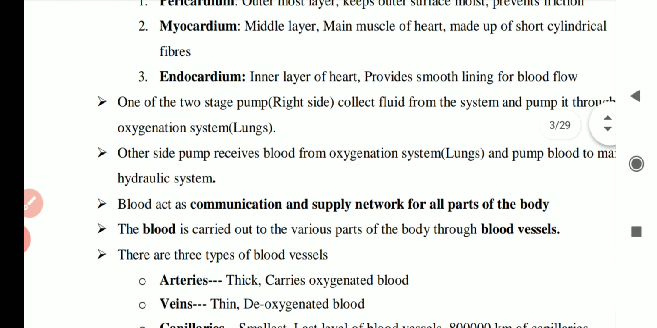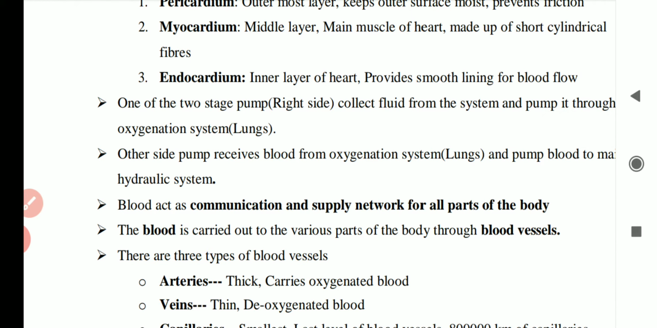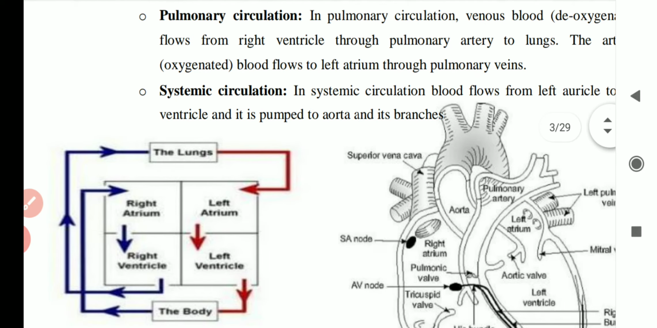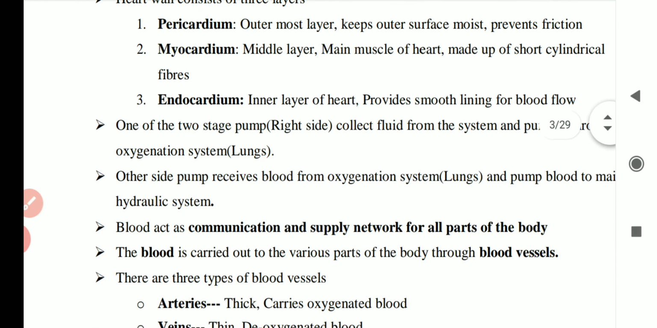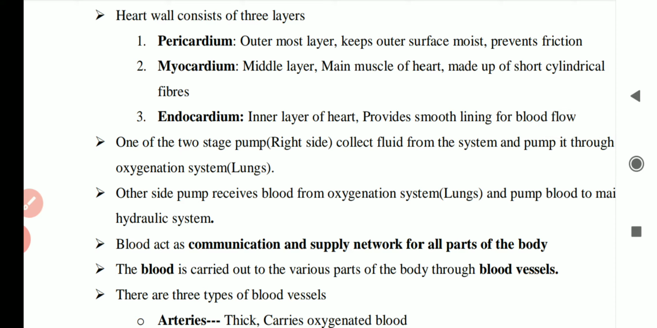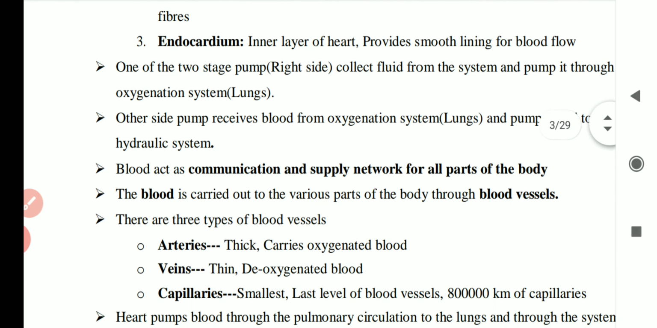One of the two-stage pump, the right side, collects fluid from the system and pumps it through the oxygenation system. In this figure, I already told that the red signal represents oxygenated blood. This blood passes through the body and becomes impure blood. This impure blood passes through the right auricle, the right ventricle, and then through the lungs. The other side pump receives blood from the oxygenation system, the lungs, and pumps blood to the main hydraulic system.